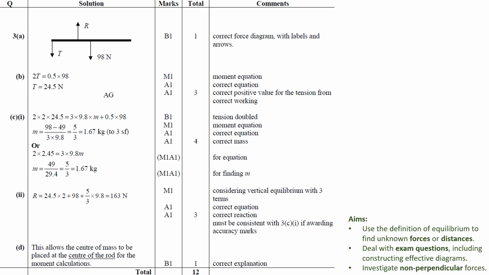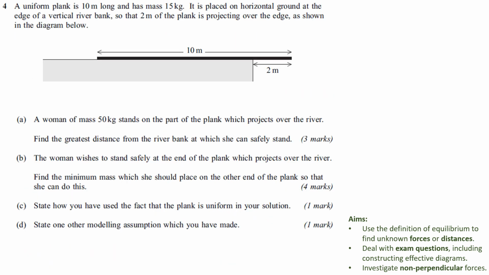The final part was asking what's the significance of saying the rod is uniform? How have you used that in your solution? And the answer is, well, we assumed that the center of mass was in the center of the rod. That's all we did. So we put the weight in the middle, basically, and that's sufficient.